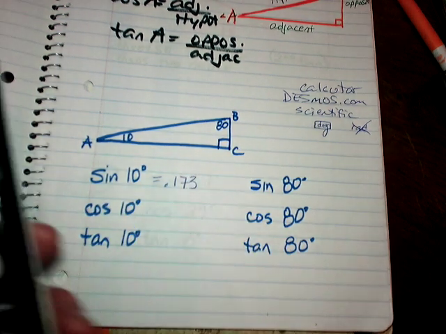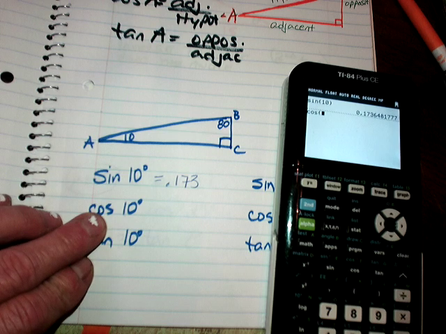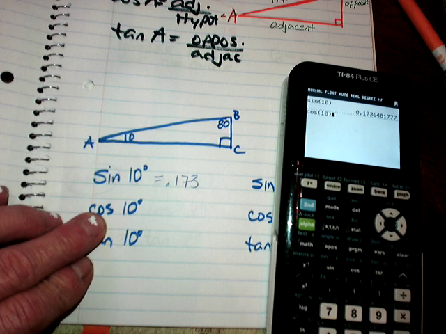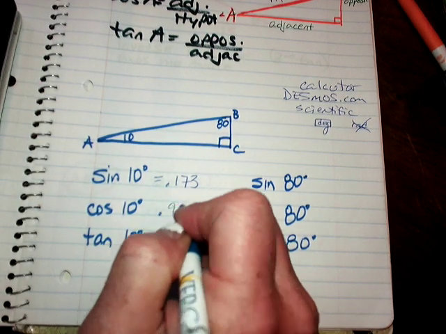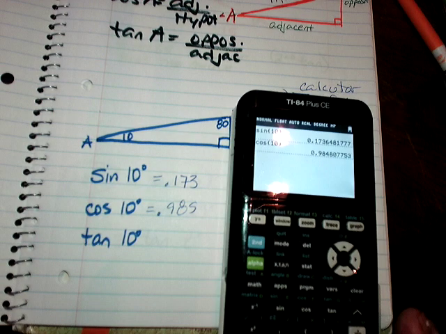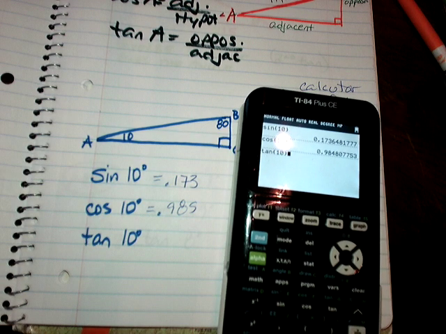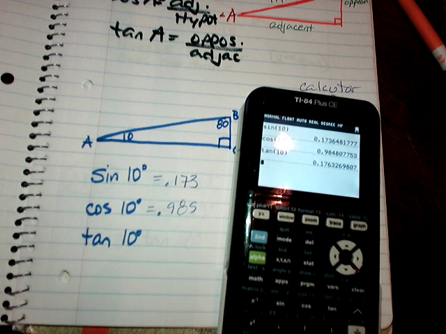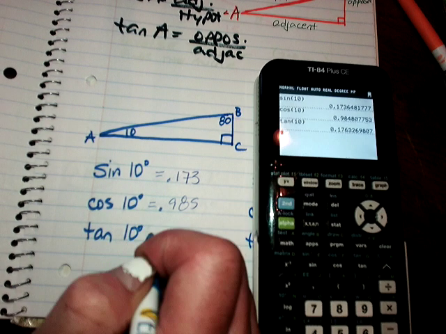So I just want you to try a few of these. What is the cosine of a 10-degree angle, just to see what these things are, so you can practice using it? That's about 0.985. What is the tangent of a 10-degree angle? 0.176. It's funny how close that is to the sine, but 0.176.